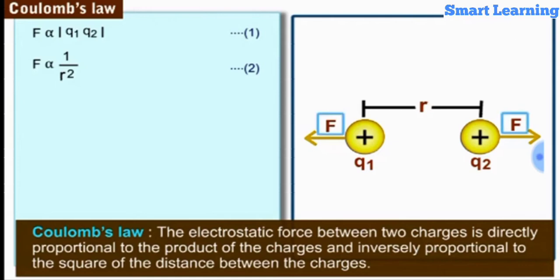That is, F is directly proportional to the product of Q1 and Q2. Let us label it as equation 1. Also, F is inversely proportional to square of the distance r between the charges. Let us label it as equation 2.